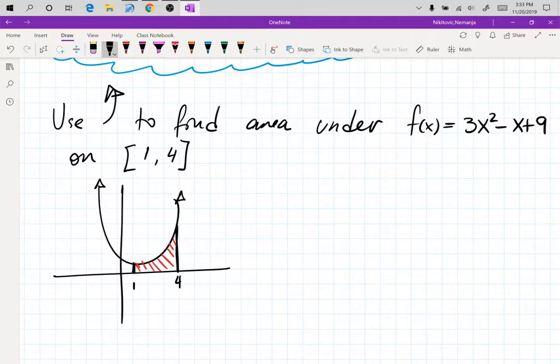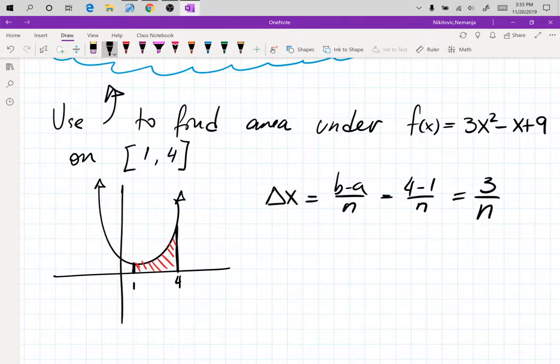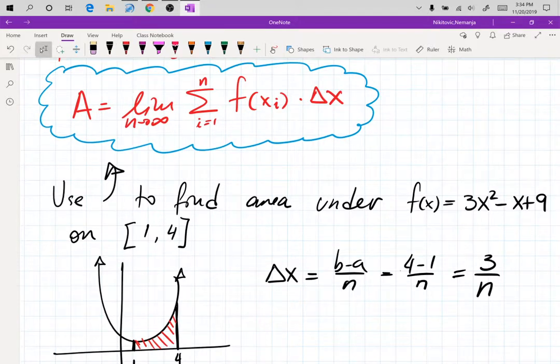We start with delta x, and we know that's b minus a over n. So that's 4 minus 1 over n, which is 3 over n. And you can't change that. 3 over n is 3 over n. We are going to have infinitely many rectangles, so that n is not a number that you can plug in. So you have to leave it as 3 over n and deal with it as you go and work your problem out. Now, when you look at the formula up there, you already have a piece to plug in for delta x. That's just 3 over n.